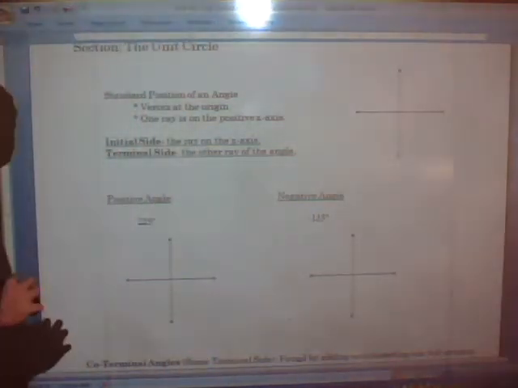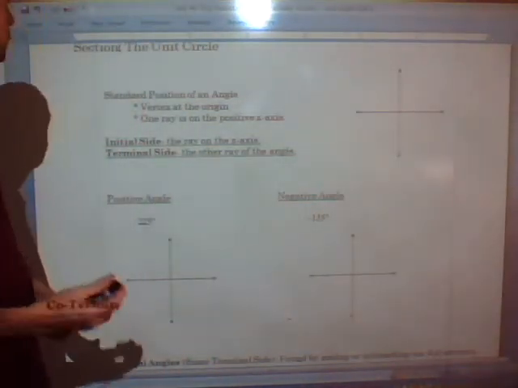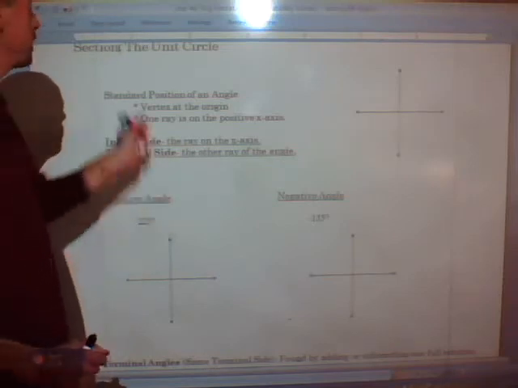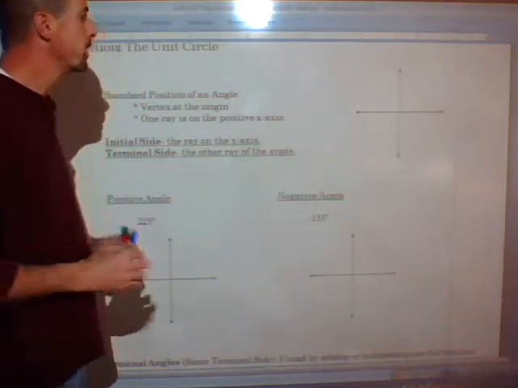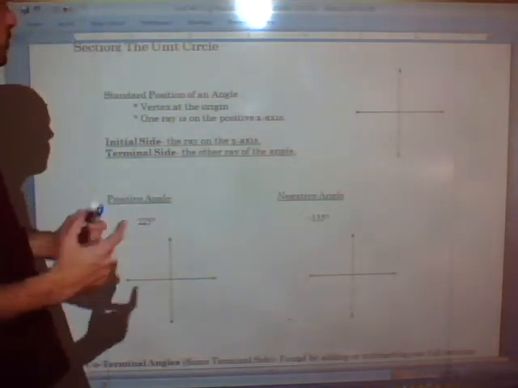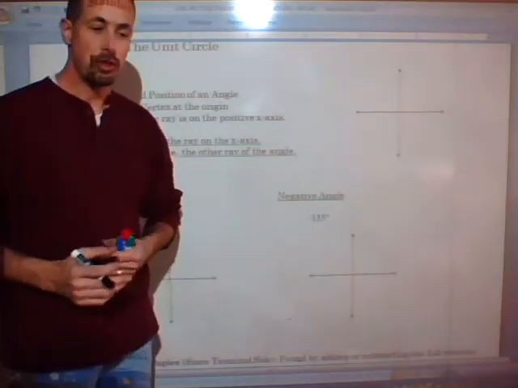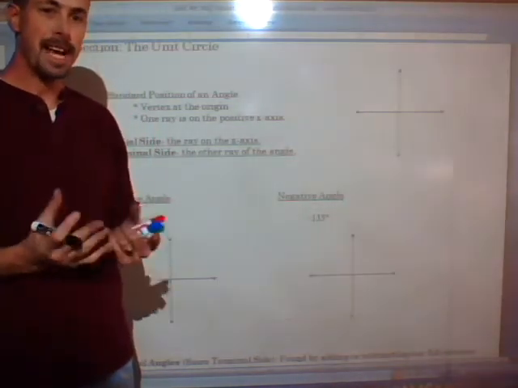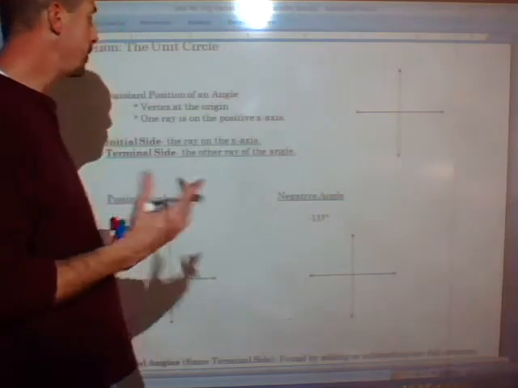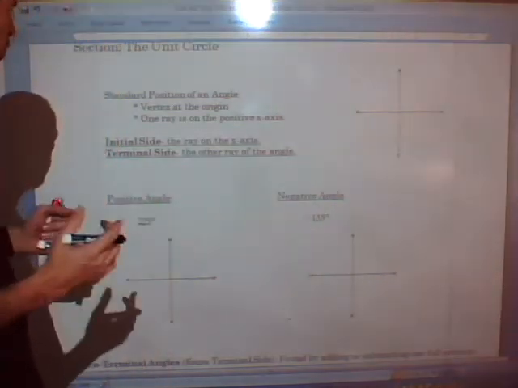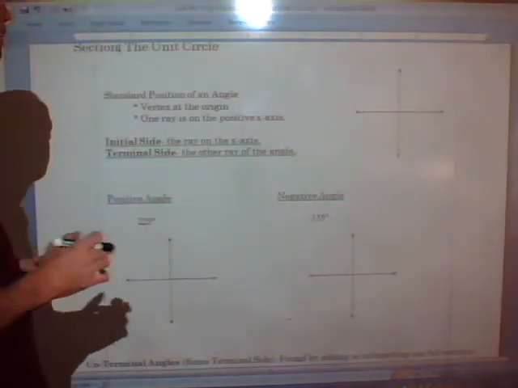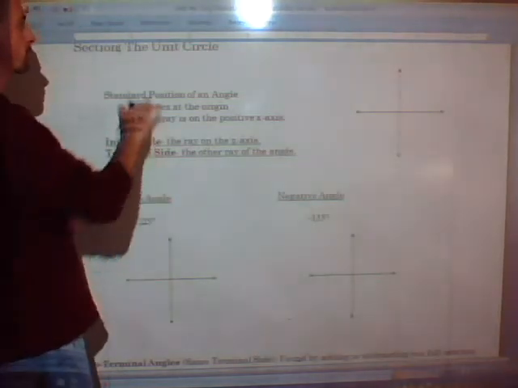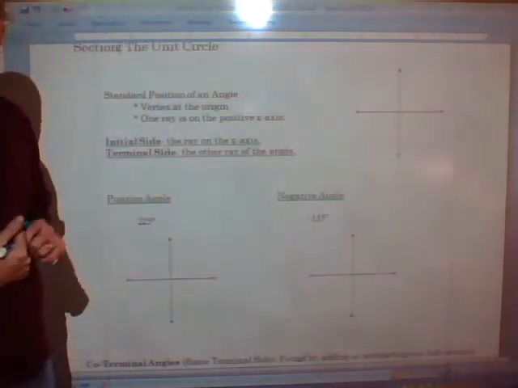Okay, in this first lesson, we're going to ultimately be looking at what's called the unit circle. And the unit circle is what allows us to actually graph the sine and the cosine functions along with the tangent. It's where all your trig graphs come from. But in order to get to the unit circle, first we need to learn a couple things.